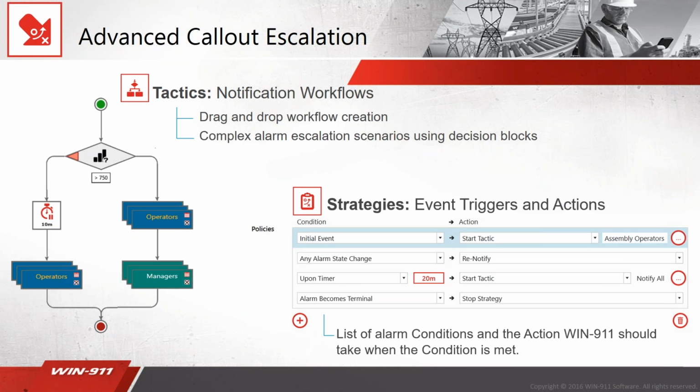So the way this is very different from version 7. In your groups, you can probably recall you can't edit any of this stuff. It was all hard-coded. So we would call out on a new alarm. We would re-notify if an alarm state changed. We could do a loop over, and that was kind of limited in itself. And then at the bottom where it says alarm becomes terminal, that was always hard-coded to acknowledge. So when an alarm got acknowledged, it would never send another notification.